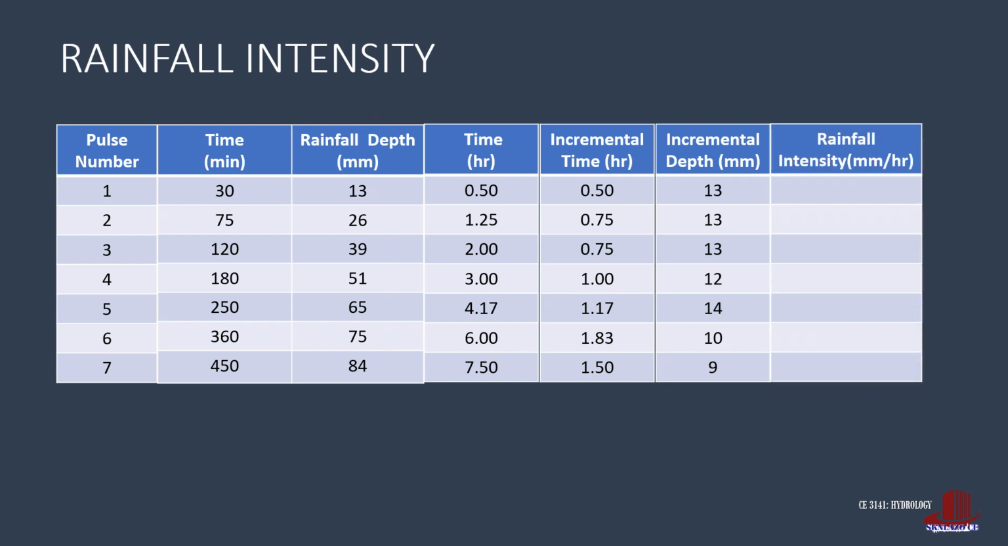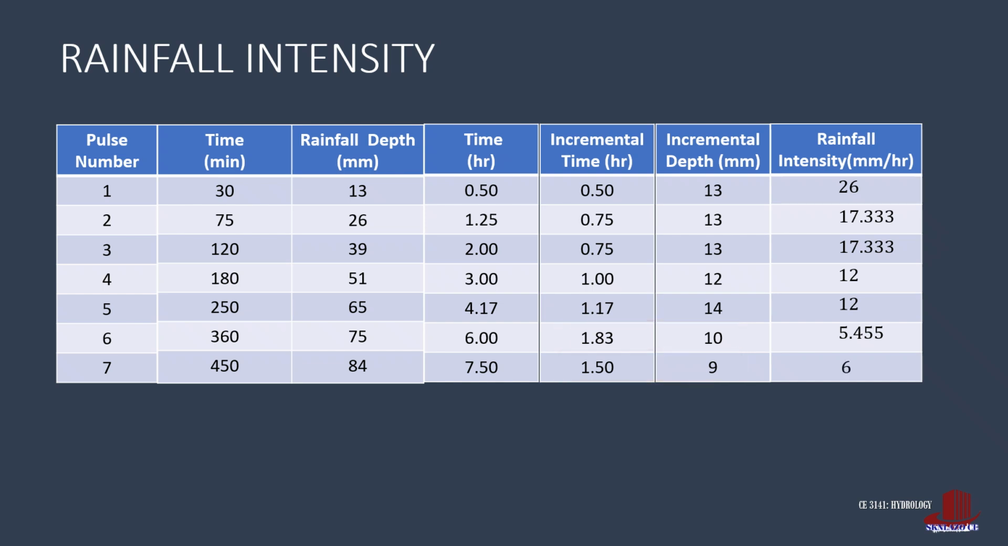Compute for the rainfall intensity by dividing the incremental depth by the incremental time. The first entry is 13 divided by 0.5, giving 26. 13 upon 0.75 is 17.33, and there are two entries of them. The next is 12 over 1, which is 12. Then, 14 divided by 1.17 is 12. The next entry is 10 upon 1.83, giving 5.46. Then 9 over 1.5 is 6.